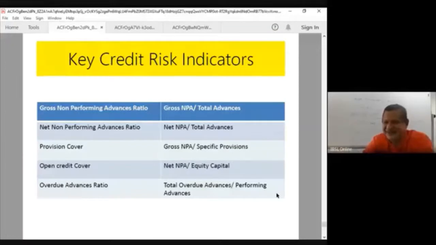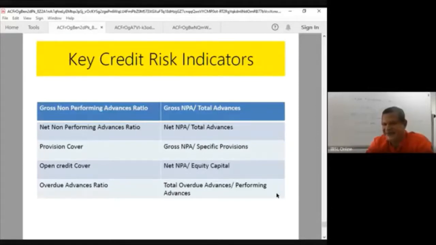So we have given you gross non-performing and net non-performing. Open credit cover is your net NPA divided by your equity capital. That means you want to see that net NPA is 3.5. Here we took 3. How much capital you have in order to pay for your NPA losses. The higher the capital you have, the risk is less.